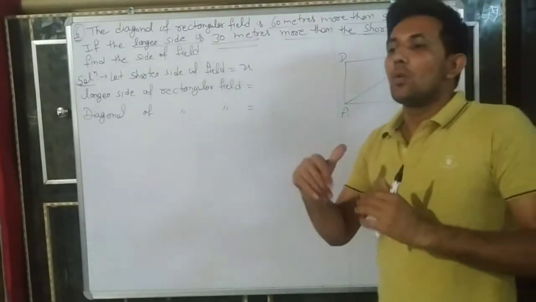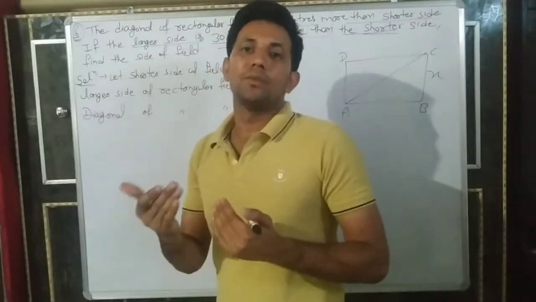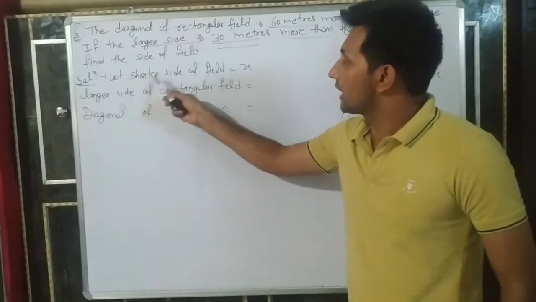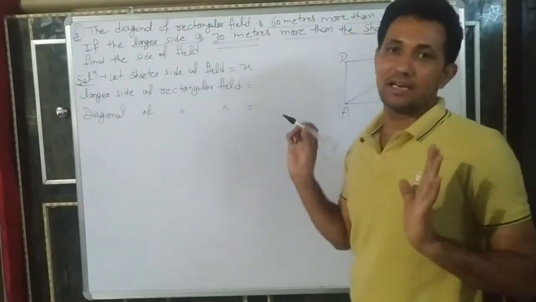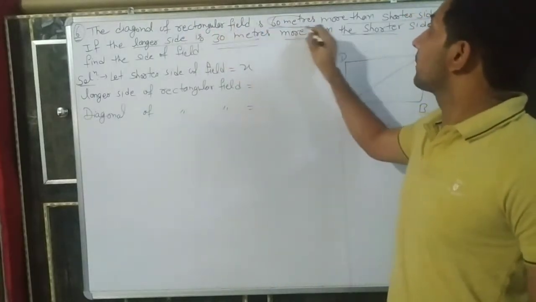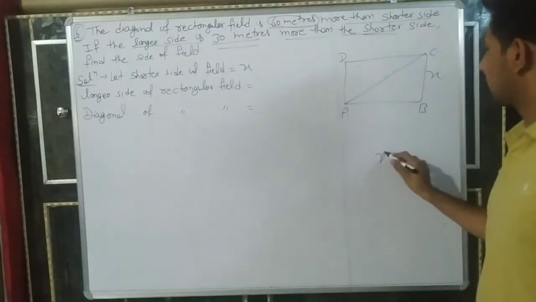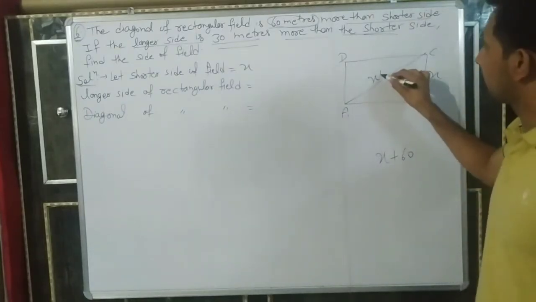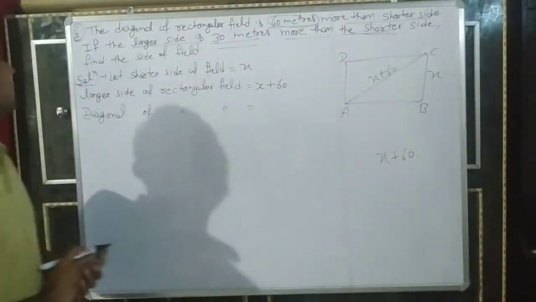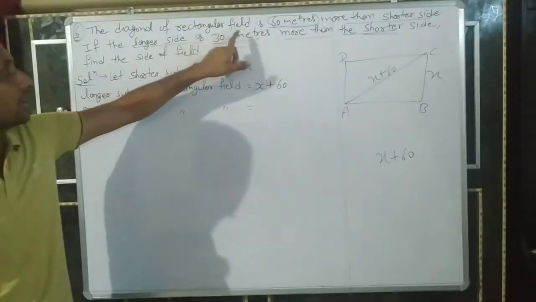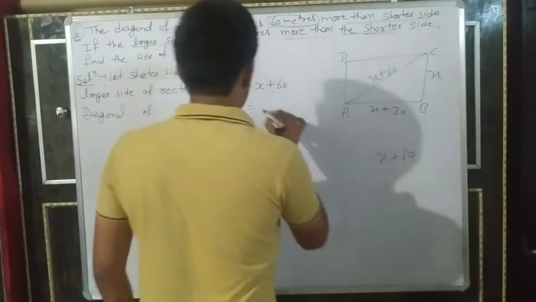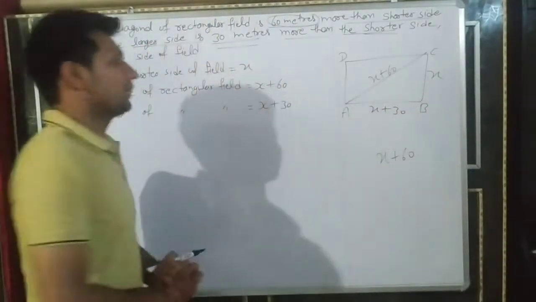So, to find the sides of the field, we will let the shorter side of the field be x. Understand? If it is x, and what is given? The diagonal is 60 meters more than the shorter side. So x plus 60. So the diagonal is x plus 60. Next, given that the longer side is 30 meters more than the shorter, so the longer side is x plus 30.